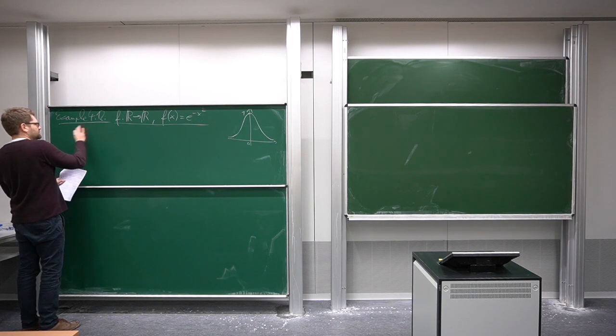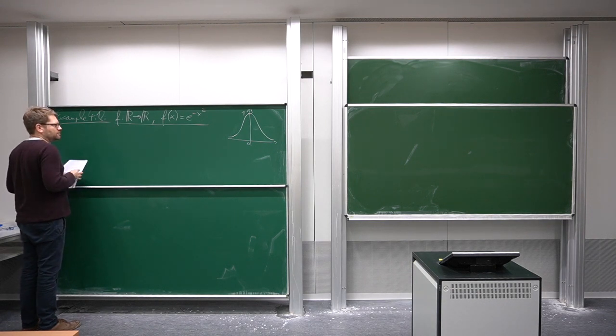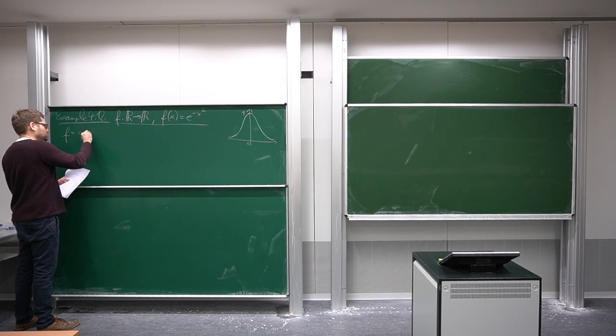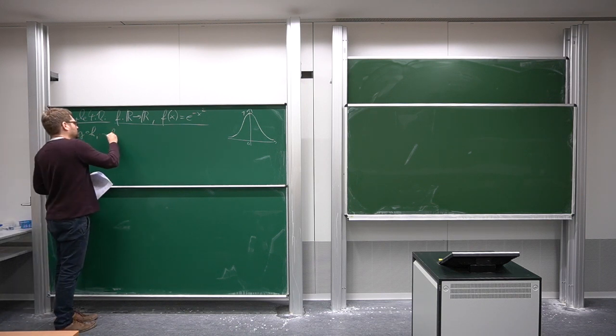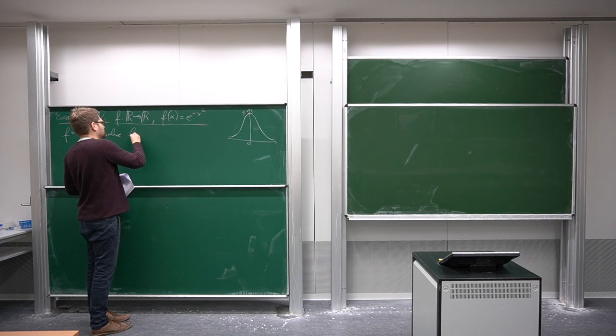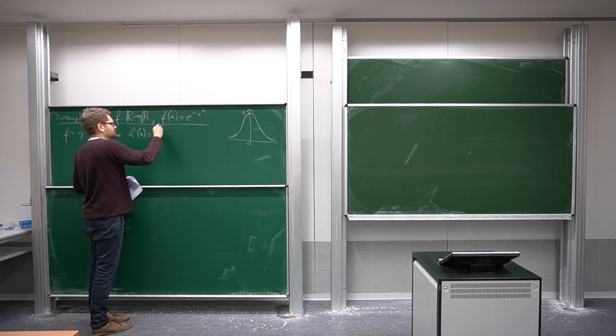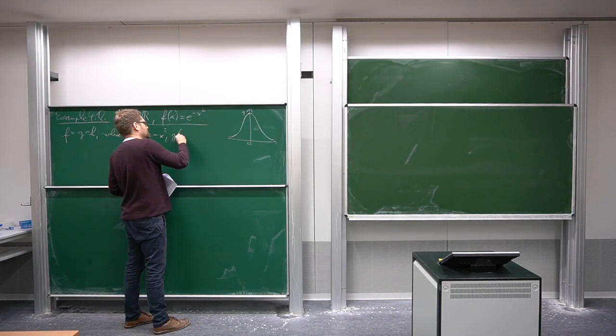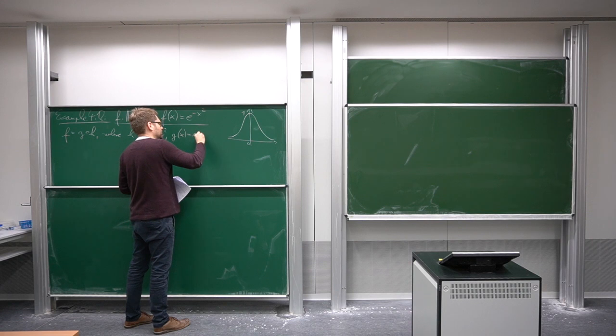Okay, let's see this. So this is now really a composition of functions. Namely, this can be written as g composed with h, where h, the first part, is minus x squared. And then we just take minus x squared, and afterwards we exponentiate. So g of x is e to the x.